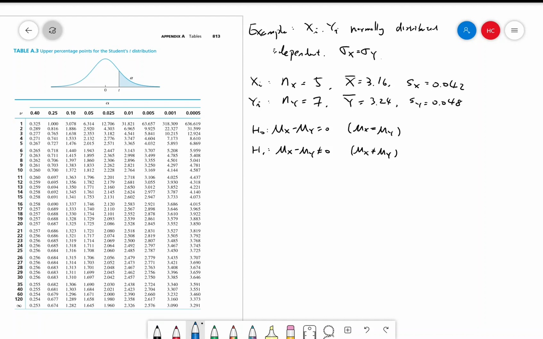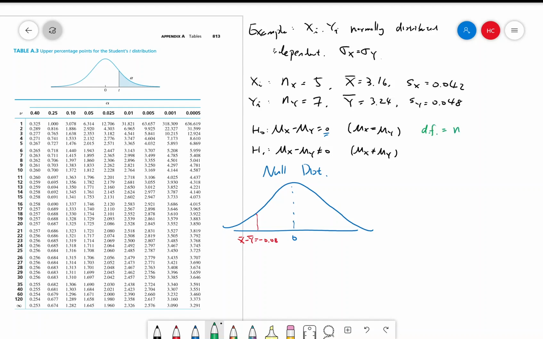Alright, so the null distribution has mean 0 from the null hypothesis. X bar minus y bar is about here, negative 0.08. So before we calculate the tail, we need to find out the degree of freedom and the standard deviation. So degree of freedom is nx plus ny minus 2, which is 10. And the pooled standard deviation is this thing.